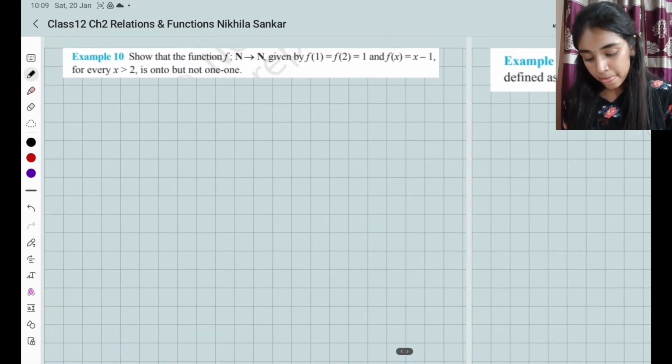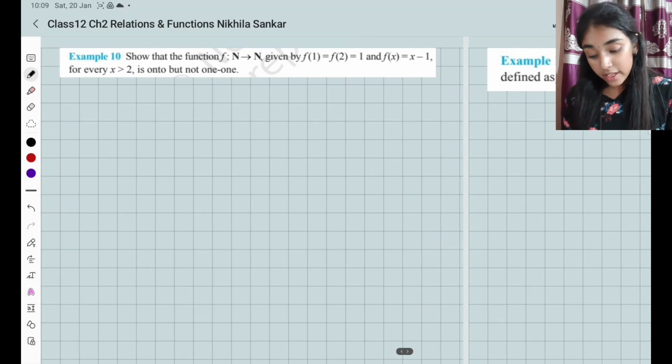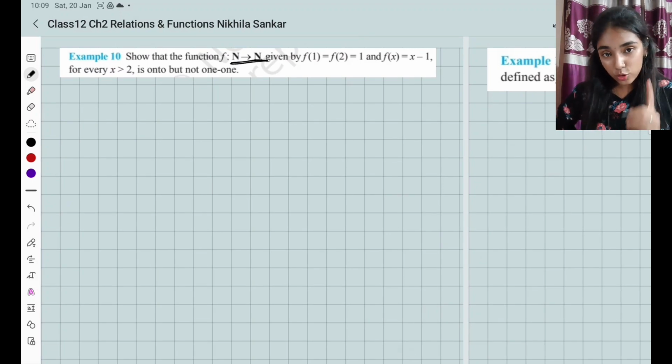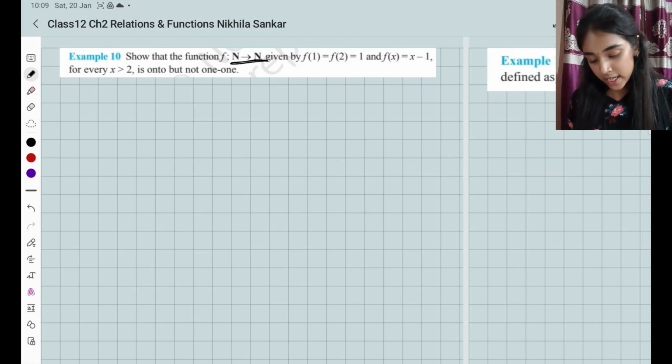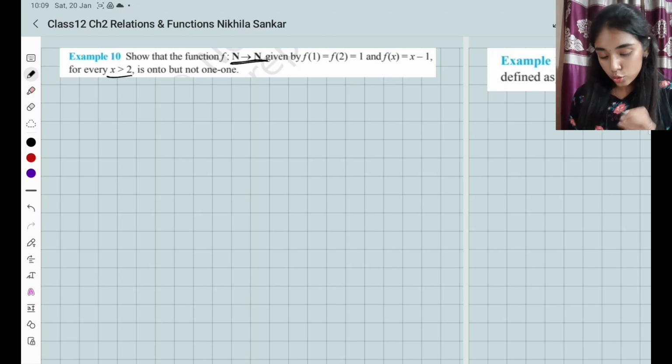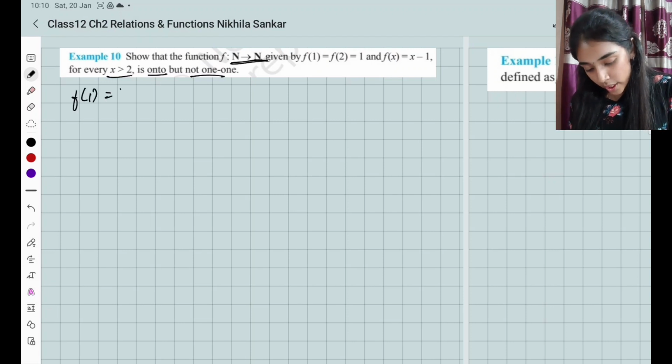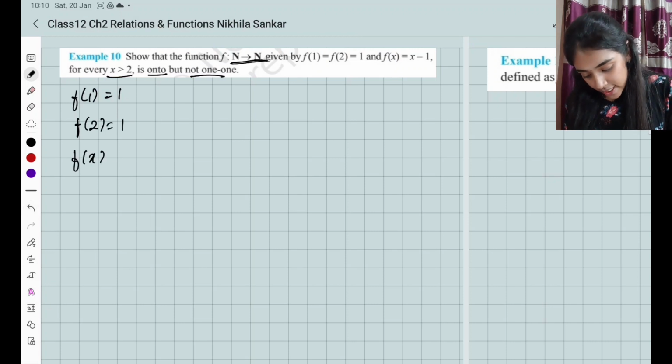Example 10. Show that the function, where we have to look at what the range and domain are, on natural numbers, given that f of 1 equals f of 2 equals 1 and the x value is greater than 2, is onto but not 1 to 1. Okay, correct. Let us first write the values given. So it is given that f of 1 equals 1, f of 2 equals again 1. Then you have f of x equals x minus 1 when x is greater than 2.